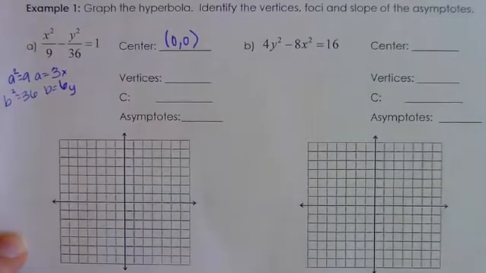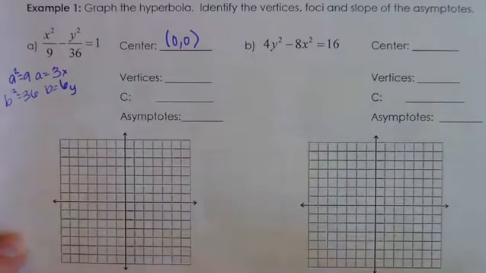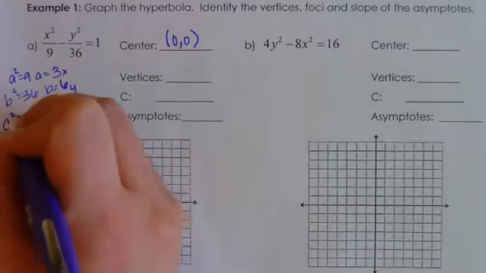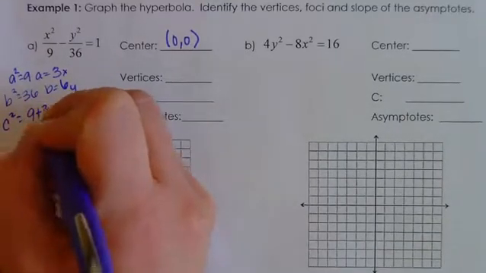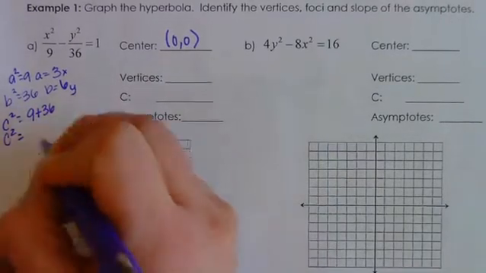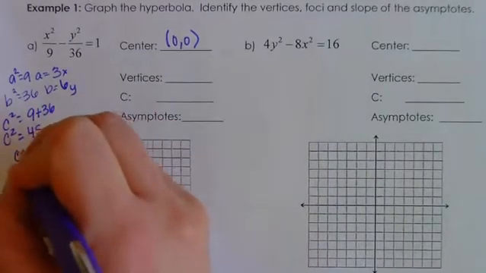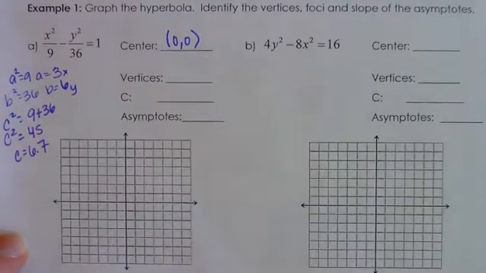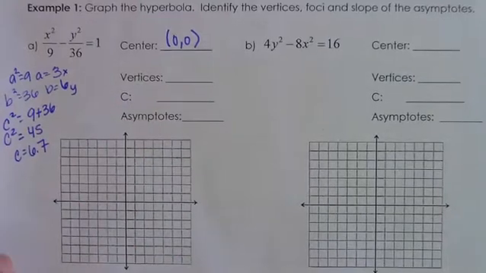Let's go ahead and just find c right now, just because we can. So remember that c squared comes from a squared plus b squared. So c squared is going to be 45. We're just going to go ahead and round to the nearest tenth to get that c is 6.7. That's going to be how we figure out where our foci are.